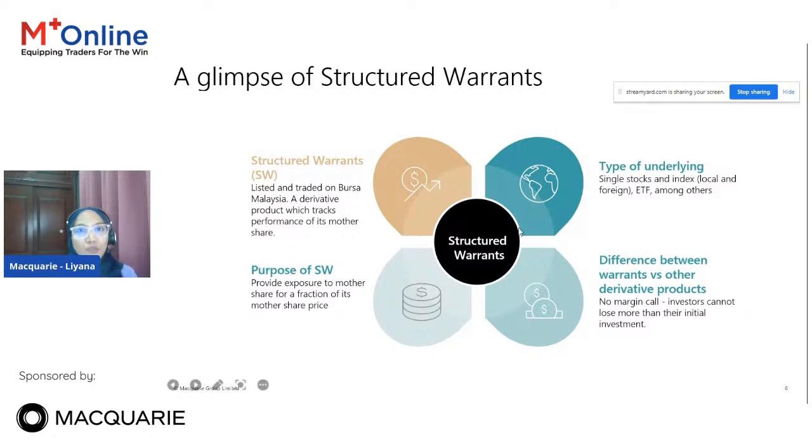Derivative product means it derives. Derivative comes from the basic word derive. So it gets its price from the price of its mother share. The easiest definition to remember: structured warrants is a derivative product which tracks the performance of its mother share, or its underlying asset.